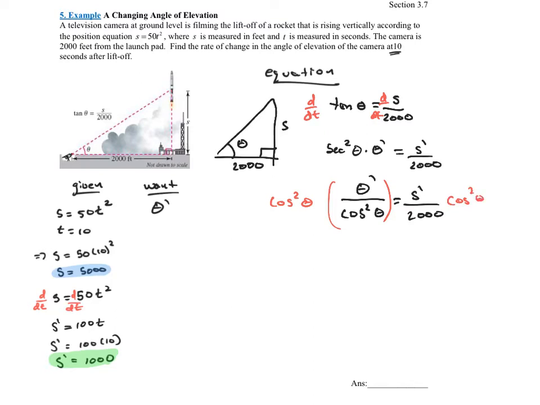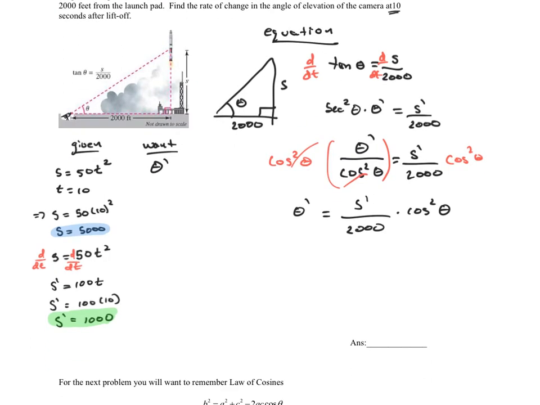And let's see what we get. We would have theta prime equals S prime over 2000 times cosine squared of theta. Okay, let's go back to our given information. What do we know? Well, I know that S prime is 1000, so I could plug in for this value right here, S prime, but the problem is I don't know cosine squared theta.